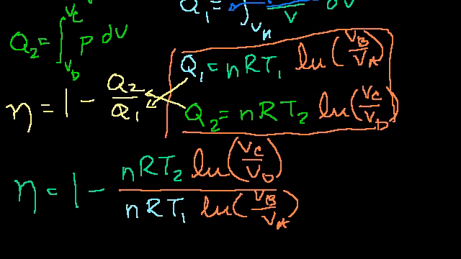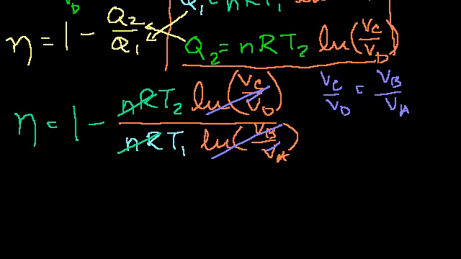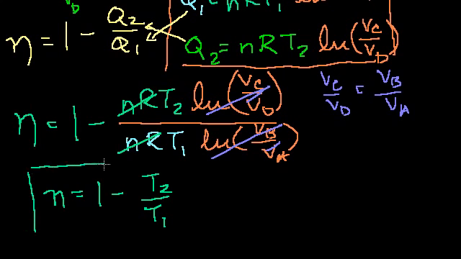Now, we can do a little bit of canceling. Obviously, the n and the R's cancel. And now we have these natural logs. But I had a whole video dedicated to show you that VC over VD is equal to VB over VA. Now, if we know that these are equal, then the natural logs of them are equal. So we can just divide. And what are we left with? We're left with the fact that efficiency can also be written as 1 minus T2 over T1 for a Carnot engine.